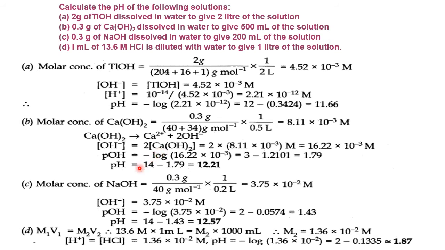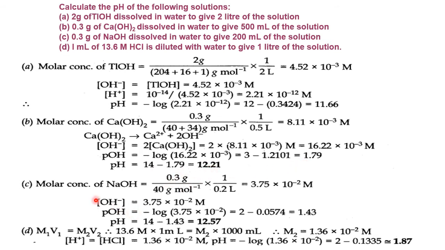Okay, and also you can do it. So pH equal to what? When pH equal to minus log H plus, what is pOH? So pOH equal to minus log OH minus. So OH concentration you substitute here, that gives you 1.79. So pH equal to what? pH equal to 14 minus 1.79. In this way also you can do it. Because pOH plus pH equal to what? 14. So once you know the pOH, what is pH equal to? 14 minus pOH. So that gives you 12.21.